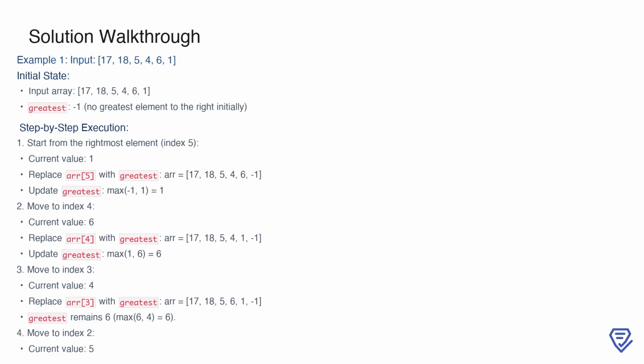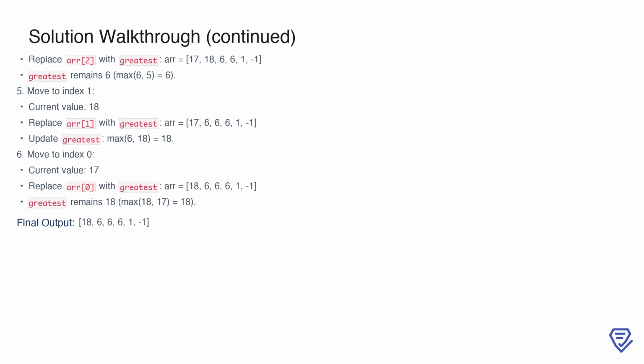Next, we move to index 4, where the value is 6. Here, we replace it with the current greatest, updating the array to 17, 18, 5, 4, 1, -1. The greatest is then updated again to the maximum of 1 and 6, resulting in greatest becoming 6. At index 3, the value is 4. We replace it with the current greatest, modifying the array to 17, 18, 5, 6, 1, -1. Since the maximum of 6 and 4 is still 6, the value of greatest remains unchanged.